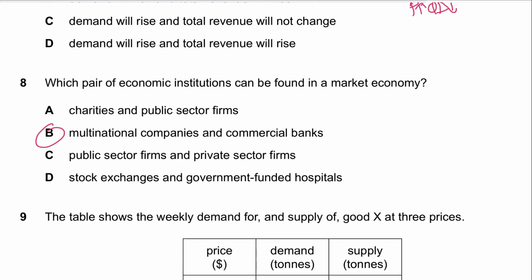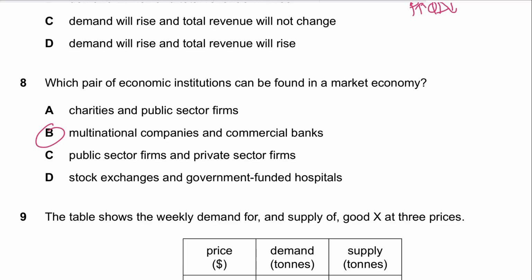C is incorrect as well because public sector firms can exist, but they're not something specific to a market economy institution, whereas private sector firms can exist because the emphasis in the market economy is on private ownership. Option D, government funded hospitals. Stock exchanges can exist, but government funded hospitals belong to the public sector, right? Although government funded hospitals could even exist in a market economy, but in very small numbers, they're not the typical market institutions. The question is asking which pair of economic institutions can be found in a market economy.